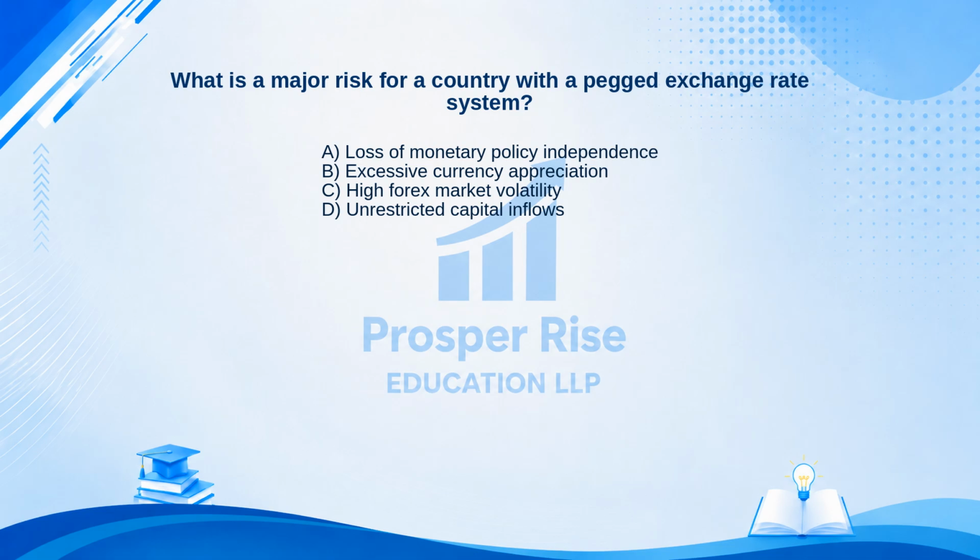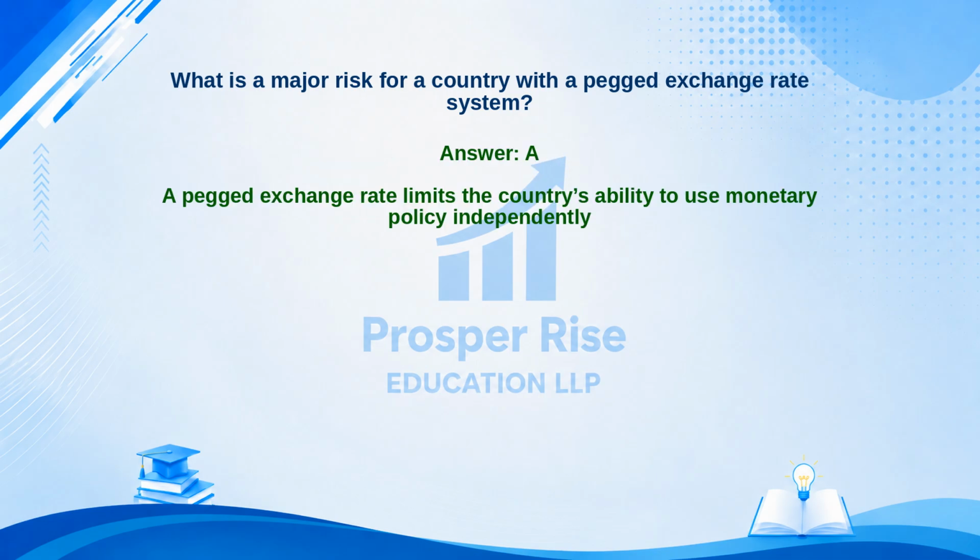The correct answer is option A. Let's see why. A pegged exchange rate limits the country's ability to use monetary policy independently.